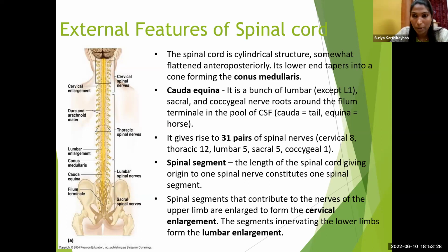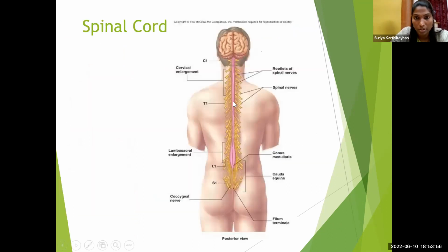And what is a spinal segment? Usually, a spinal segment is the length of the spinal cord giving origin to only one spinal nerve. It is considered as one spinal segment. We have cervical enlargement and then lumbar enlargement. Cervical enlargement is the spinal segment where the spinal nerves arise to supply the upper limb, whereas the lumbar enlargement is for nerves arising to supply the lower limb. So this is the cervical enlargement and this will be the lumbosacral enlargement.